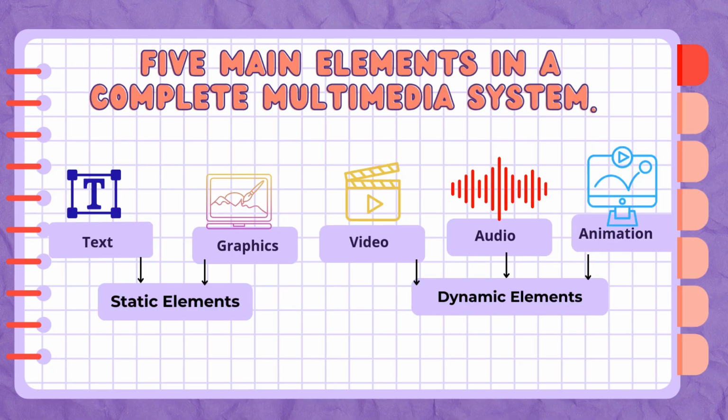We have here the five main elements in a complete multimedia system: the text, the graphics, the video, the audio, and the animation. The text and the graphics are what we call static elements, while the video, the audio, and the animation are dynamic elements.